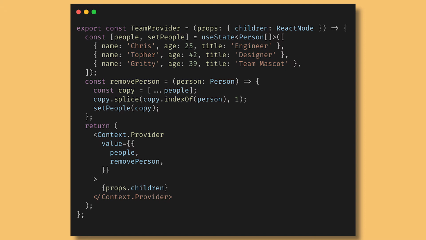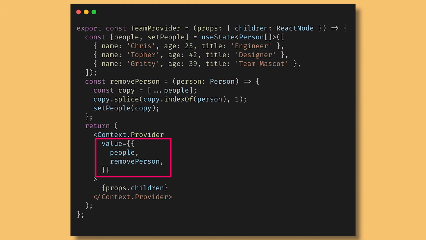For now, it looks like any other component that you would expect to wrap another component. The top contains the state, a list of people, and the function for removing one, and then we wrap the children property in context.provider. It has a value property. Whatever is passed in there is the state that's propagated to the children.